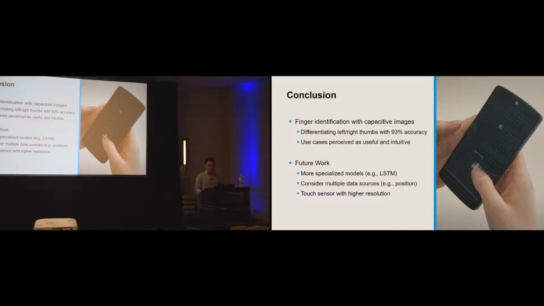So in this work, we showed working and usable models for finger identification on a commodity smartphone, but this is just the start. For future work, we published our dataset on GitHub for further investigations. The accuracy, for example, could be improved with more specialized models like LSTMs that consider the touch trajectory for the classification. We could also combine the capacitive images with further data, such as the position of a touch or even the data from the built-in IMU. And the finger identification could be further improved by using a touch sensor with a higher touch sensing resolution.